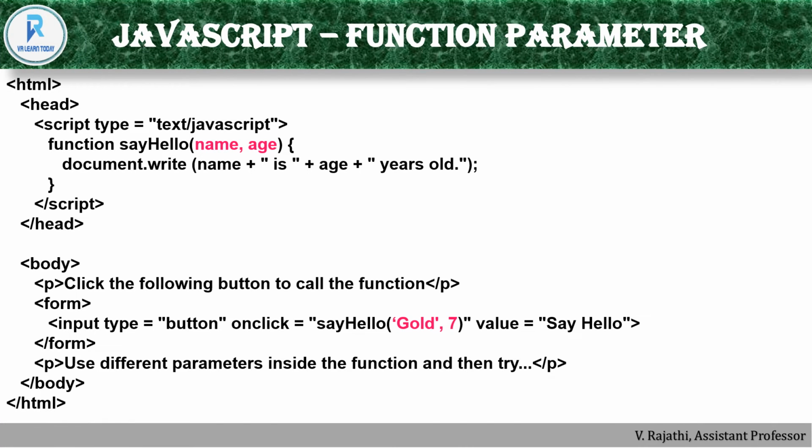So this is the actual parameter usage in JavaScript. The function sayHello, where sayHello is the function name. Name, age are the parameters of the function. When it comes to the body tag, we are giving it in the onclick event. The name is gold and age is 7. So gold and 7 are the values of the attributes.